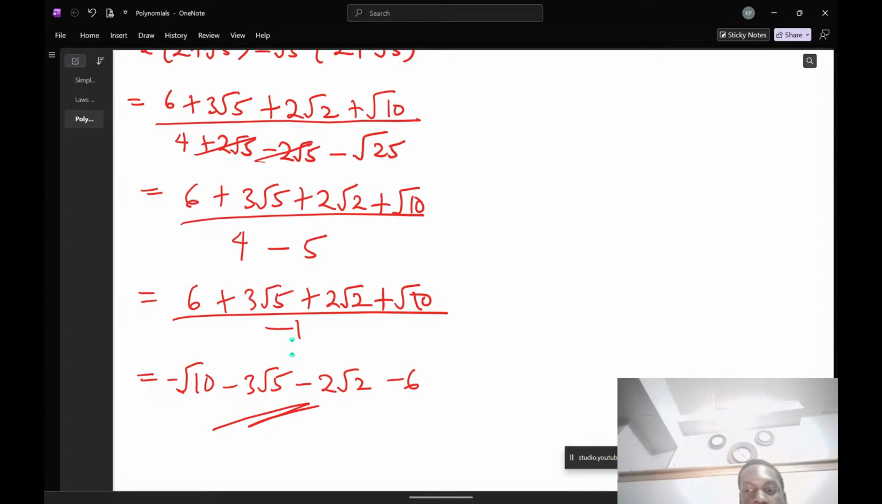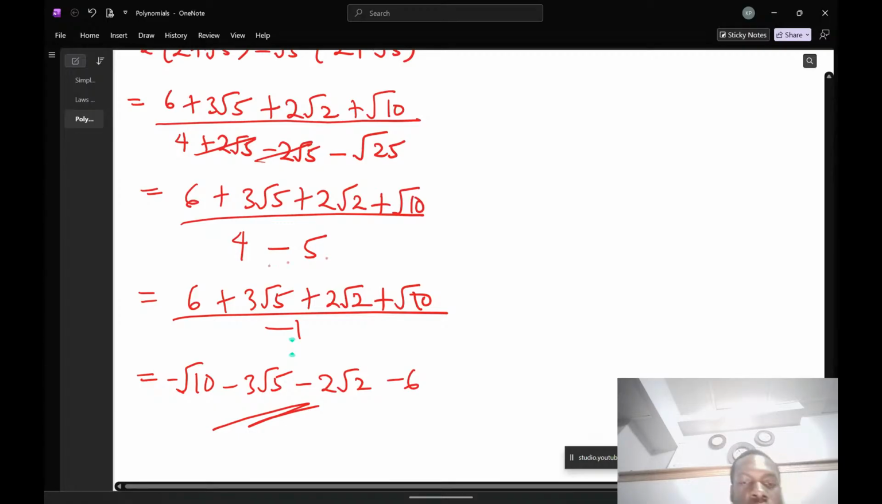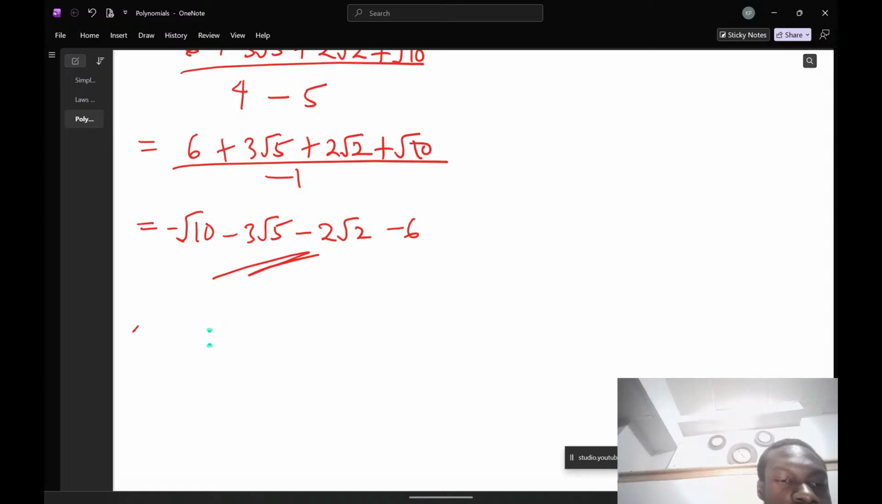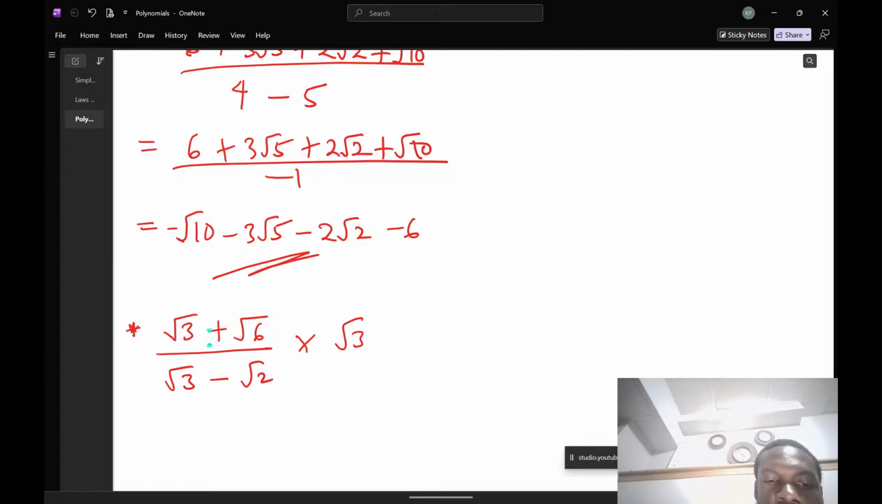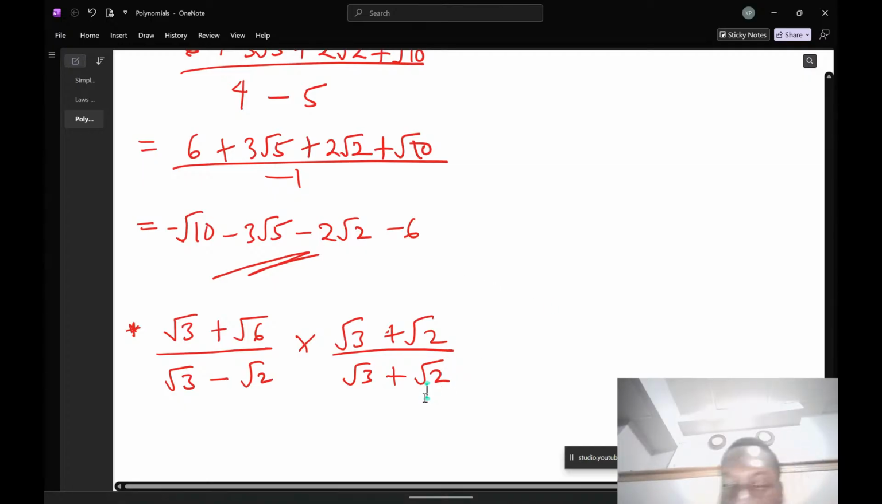So I want to try another one. Let me make the next one to be root 3 plus root 6 all over root 3 minus root 2. So let's multiply by root 3 plus root 2 over root 3 plus root 2.